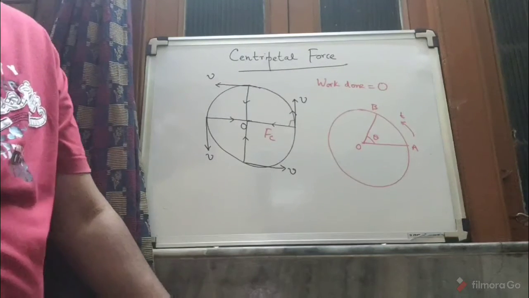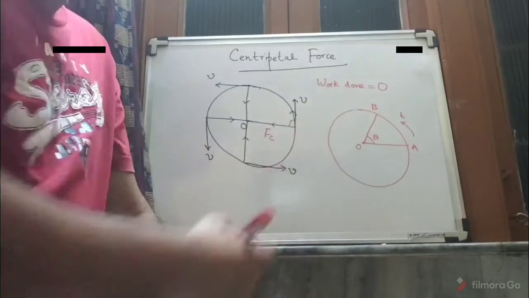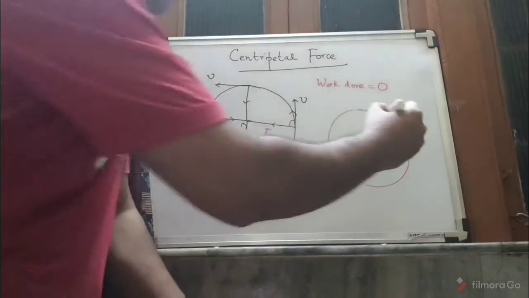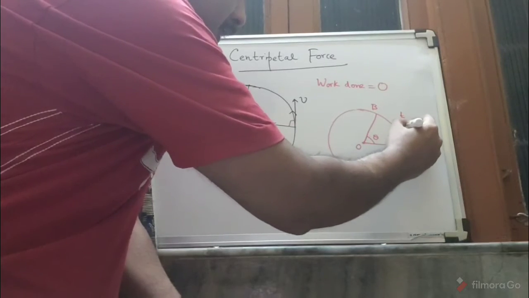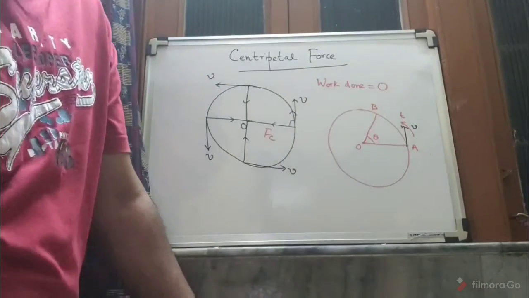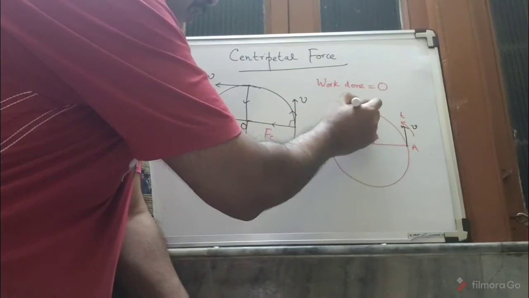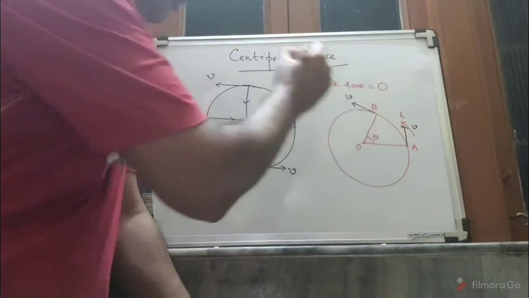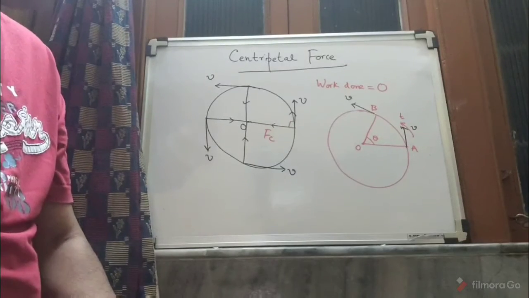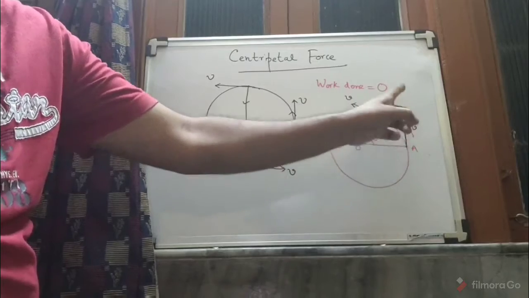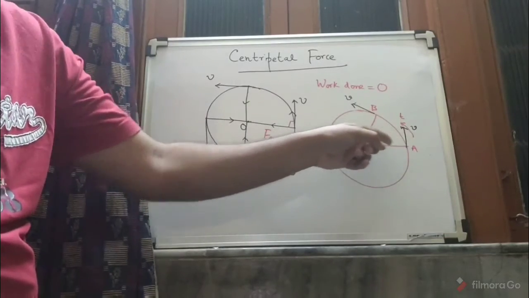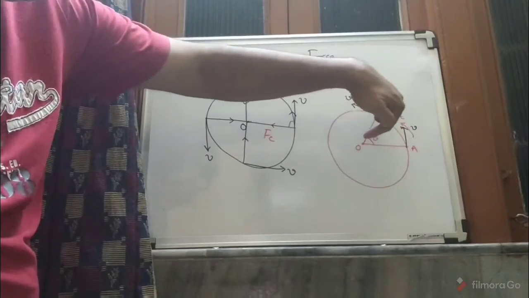Now, if you want to calculate the velocity at two different positions, this is the direction of velocity at point A. It is V. And at the point B, since the velocity is tangential, if you draw a tangent over here, it will give you the direction of velocity at the point B. Now, at the point A, you know that the velocity is perpendicular to OA.